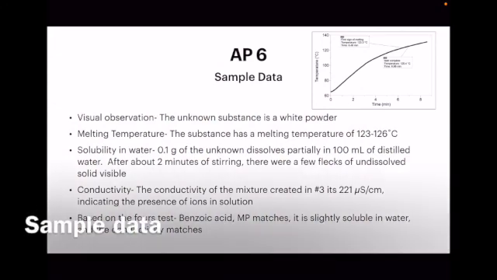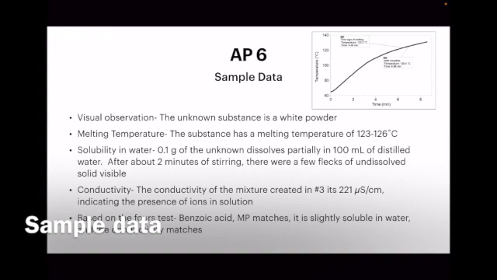So this is some sample data that I have for you. Visual observation, again, you always start with your appearance. This substance was a white powder. So are a lot of other things. But it does rule out sulfur, copper chloride, copper sulfate. Those get ruled out. Melting temperature. So after doing the melting temperature test, I find out that my range for the substance to begin melting is 123 to 126. Okay. And that's the graph up there too.